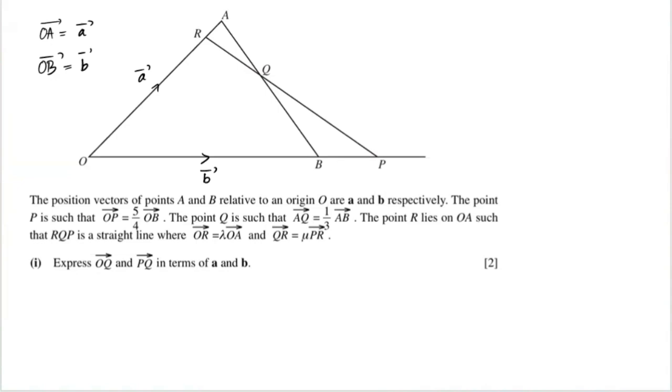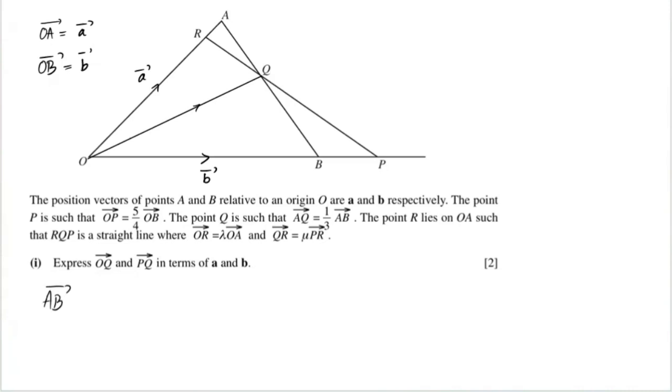Part 1. Express OQ and PQ in terms of a and b. So now we need these missing links, OQ. In order to find OQ, just think of it this way. I need to find this OQ. If I can find AB, that will be really useful. So let's go. How do we get AB?